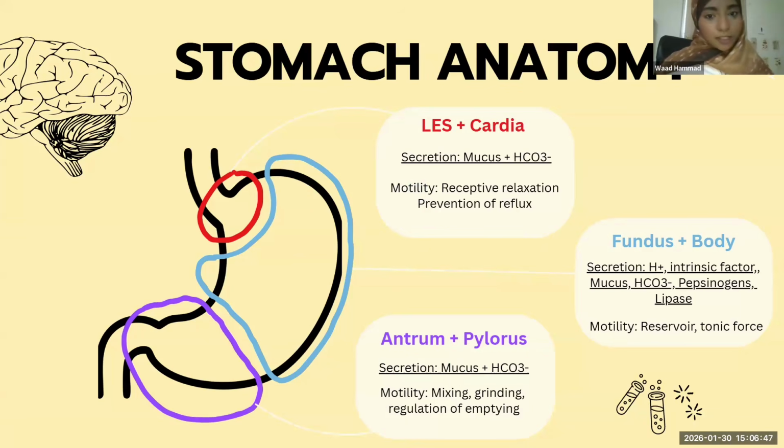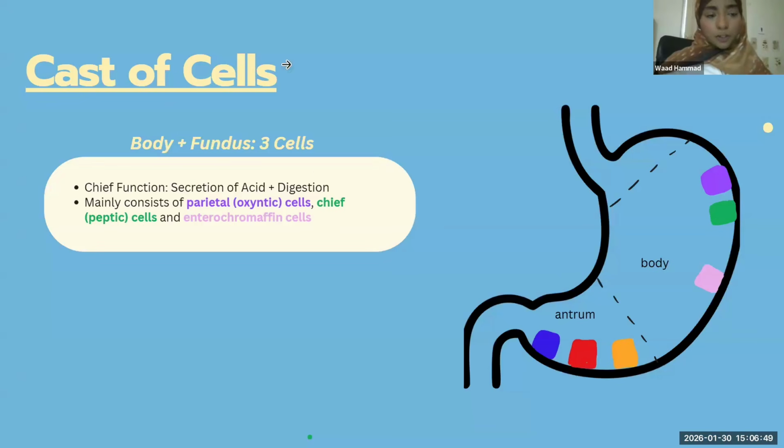So now that we know our stomach anatomy, we want to know what cells you can find in which regions. Now, I want to emphasize, or begin by saying, that I'm not saying that these cells can only be found in the body and fundus and the other cells can only be found in the antrum. No, it's sort of a mix, but what I'm trying to say here is it depends on the majority, right?